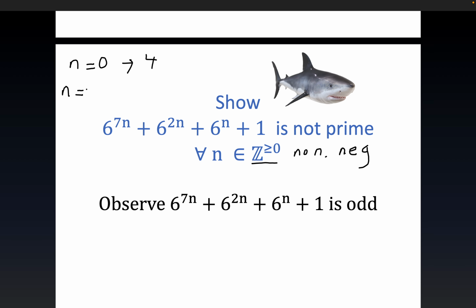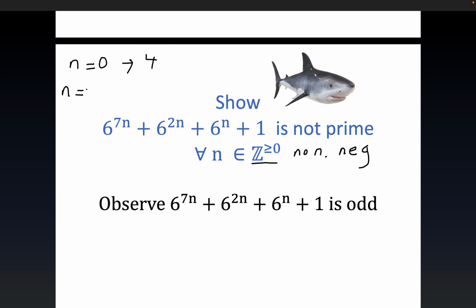But we want to show in a non-computational way that this expression is never a prime number for all non-negative integers. Of course, for negative integers it wouldn't make any sense because we would be in the domain of the rational numbers. Now, this observation isn't a requirement, but it's a good thing that this is odd. Otherwise, we would have nothing to do. If this were even, it's obviously not going to be a prime number, unless it's equal to 2, which it's not. So it is odd.